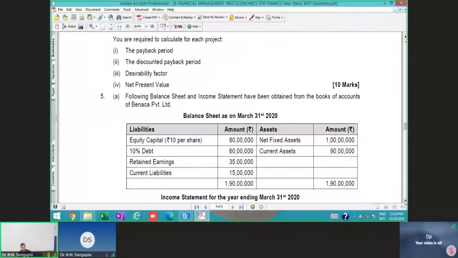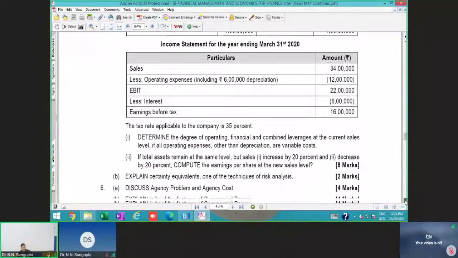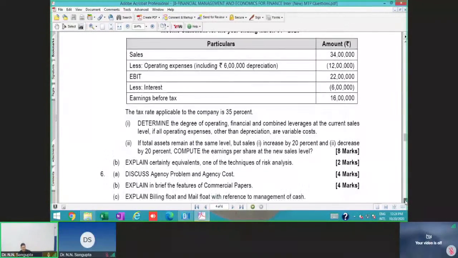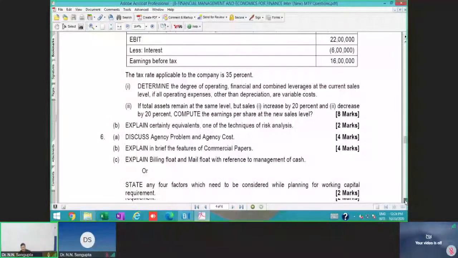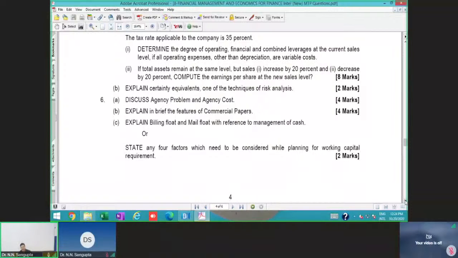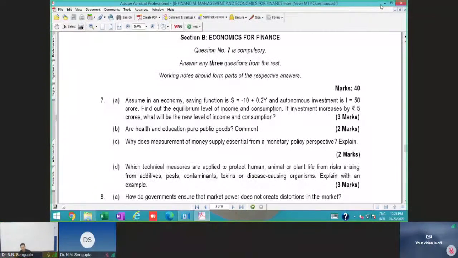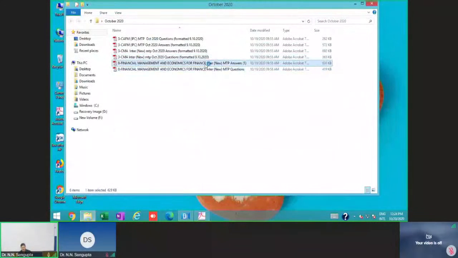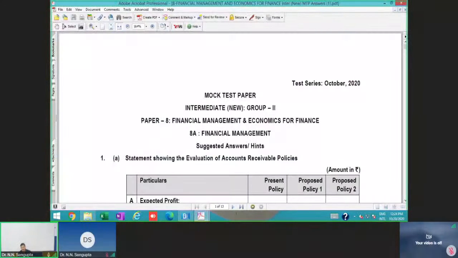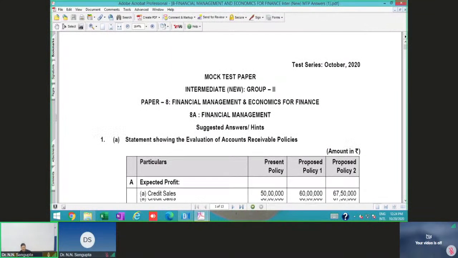Then calculation of payback as well as discounted payback. In the earlier question it was payback only, and then the theoretical question on agency problem and agency cost, like that. The second part is for Finance, Economics for Finance, which I will not be taking in this. There will be a separate session.